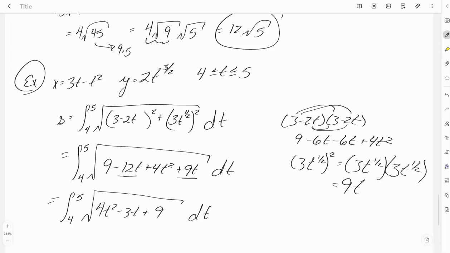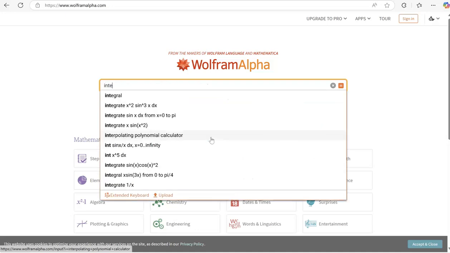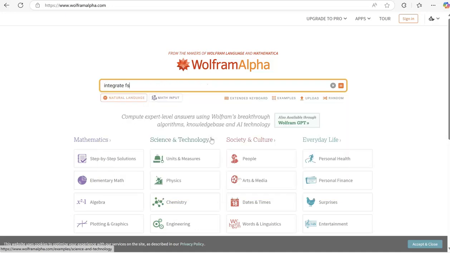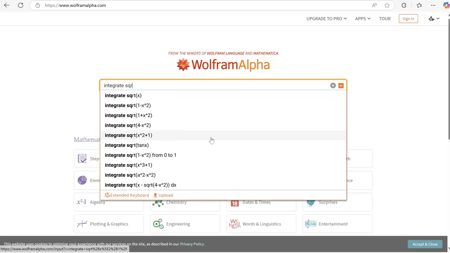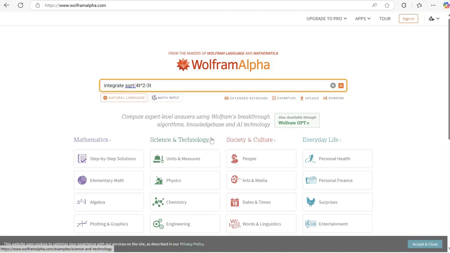We're going to go to Wolfram Alpha. And you could just type in wolframalpha.com. And then we want to integrate square root of 4t squared minus 3t plus 9. Close my parentheses. That way it knows all of that's under there. From 4 to 5.